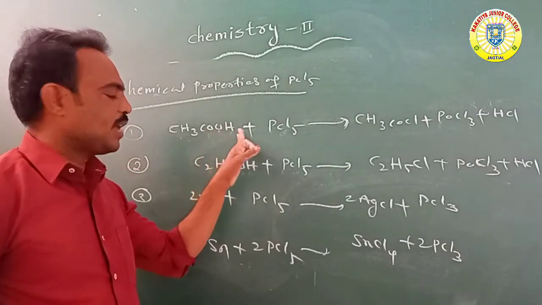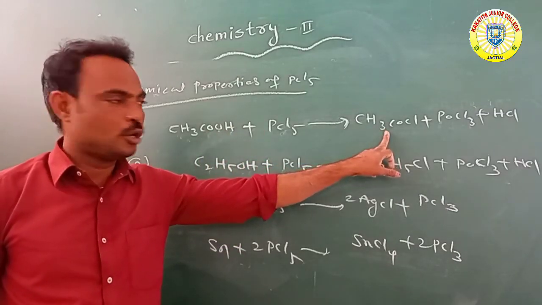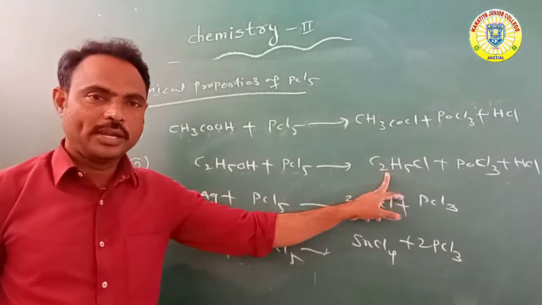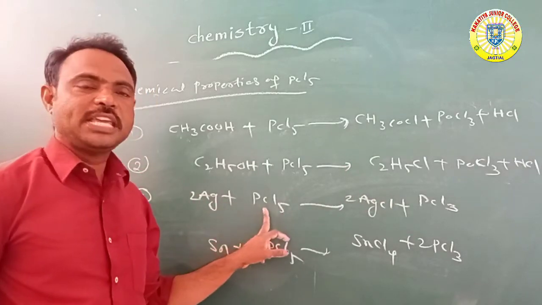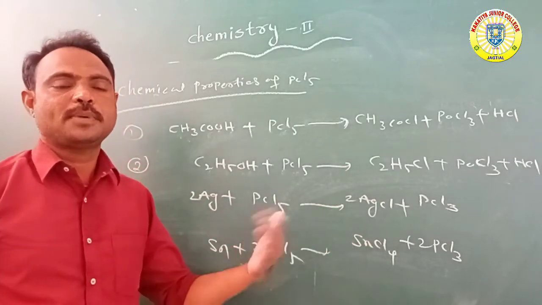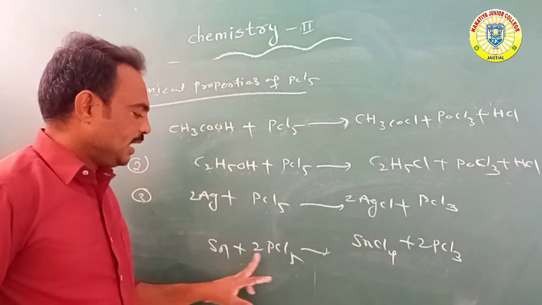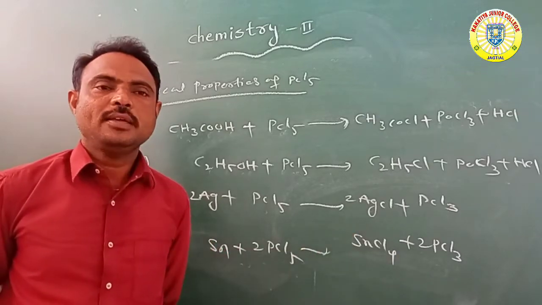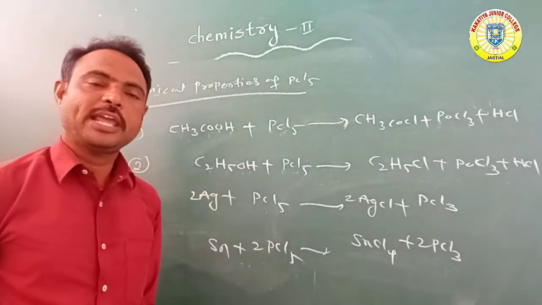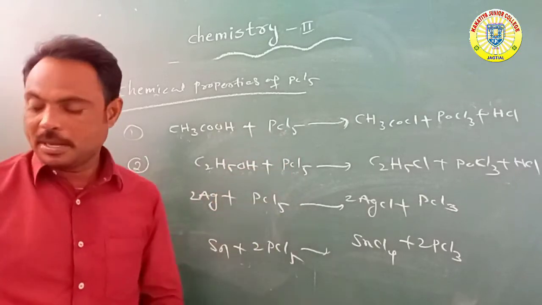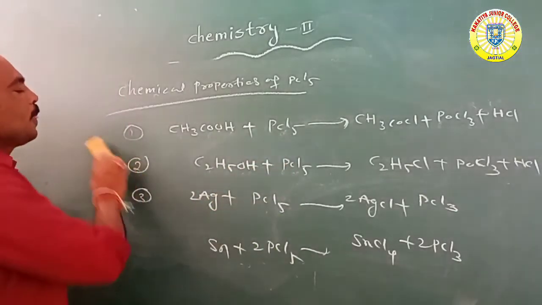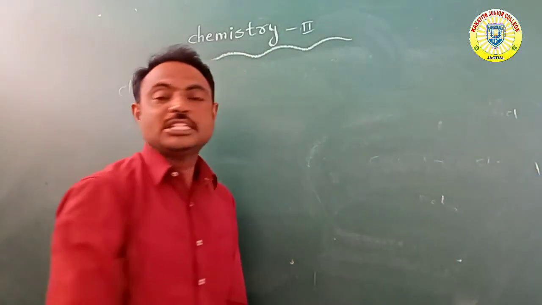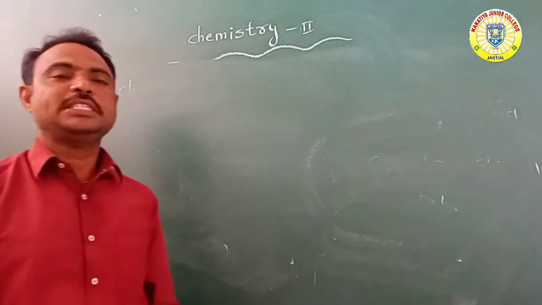PCl5 reacts with acetic acid to form the main compound acetyl chloride. Ethyl alcohol also reacts with PCl5 to form ethyl chloride. Silver reacts with PCl5 to form silver chloride and phosphorus trichloride. Tin reacts with PCl5 to form tin tetrachloride and PCl3, phosphorus trichloride. So these are all chemical properties of PCl5. So what is the structure of PCl5?